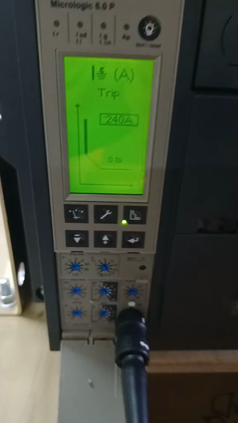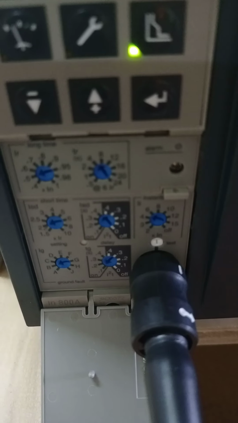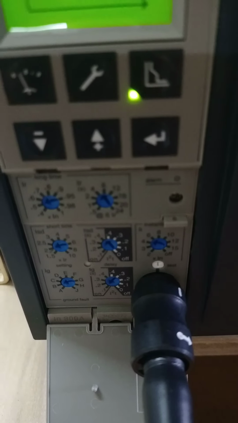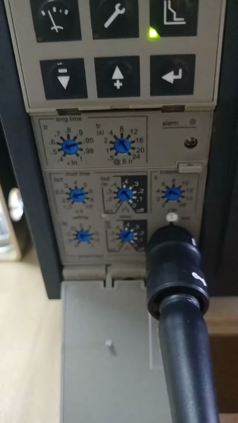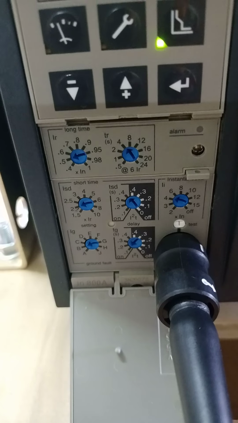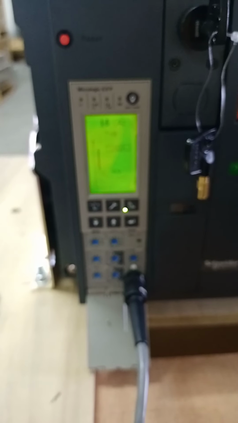Okay. And we also have a trip time delay, which is 0.1 seconds. As you can see from the screen, it is a 0.1 second delay because our setting at the dial knob is 0.1. It is pointed at 0.1. Okay. So that's it. Thank you.